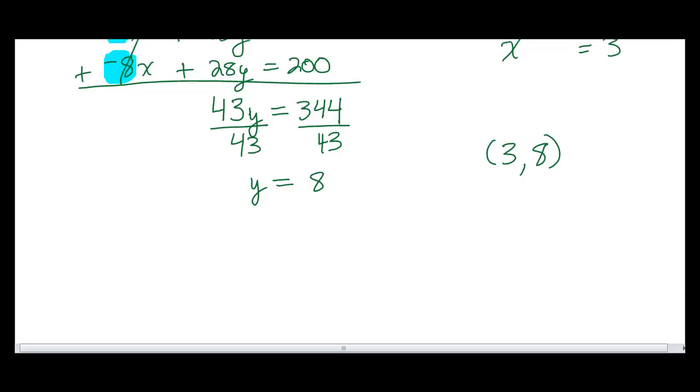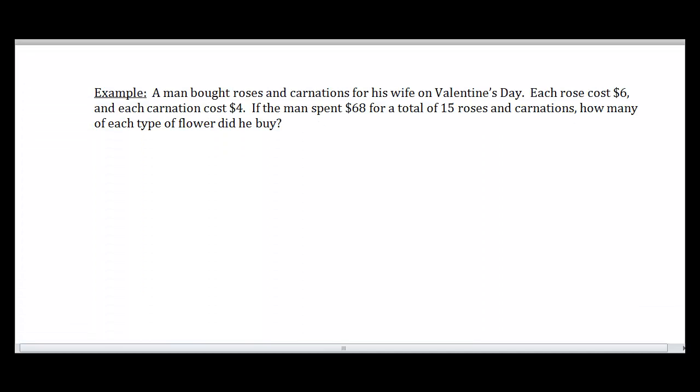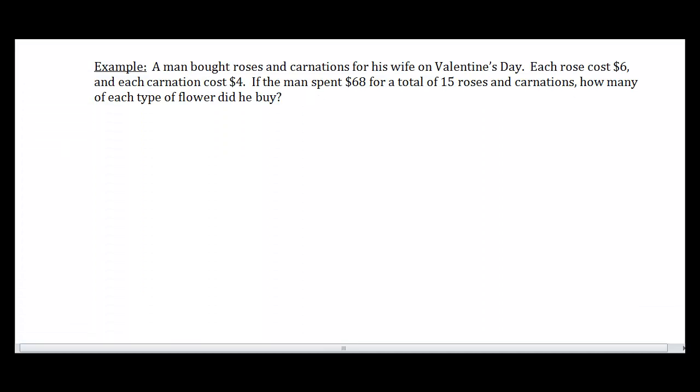All right, our last example that we're going to look at involves an application problem. It says a man bought roses and carnations for his wife on Valentine's Day. Each rose cost $6 and each carnation cost $4. If the man spent $68 for a total of 15 roses and carnations, how many of each type of flower did he buy?